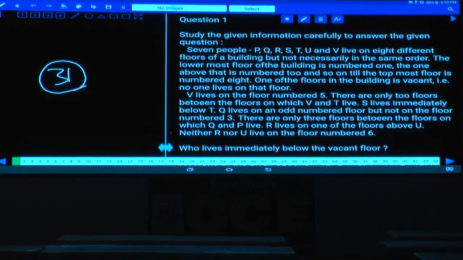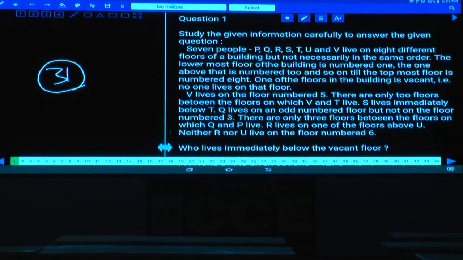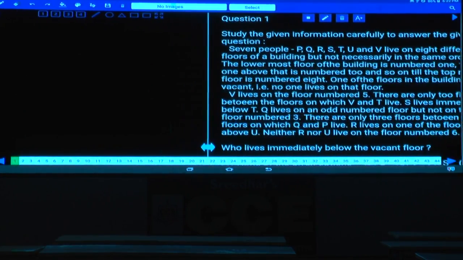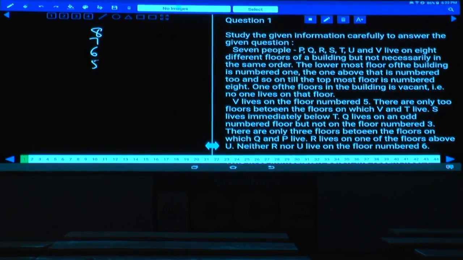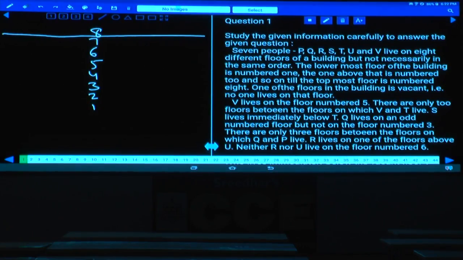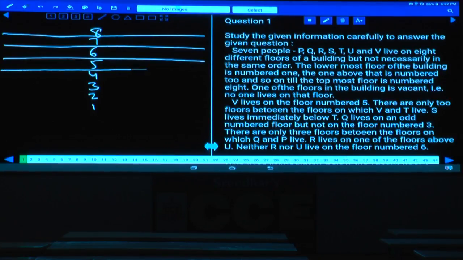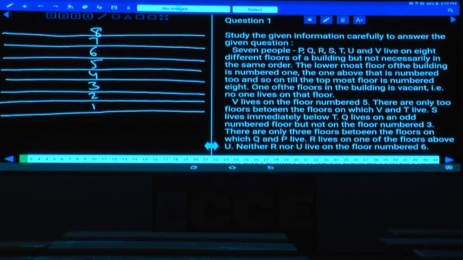How many people are there? There are 7 people. P, Q, R, S, T, U and V live on 8 different floors of a building. 8 floors: 8, 7, 6, 5, 4, 3, 2, 1. Only 7 people are staying in these 8 floors, which implies that one of the floors is a vacant floor.